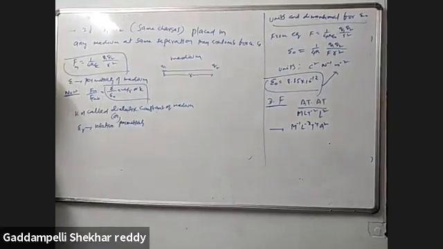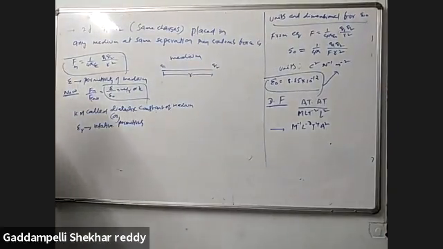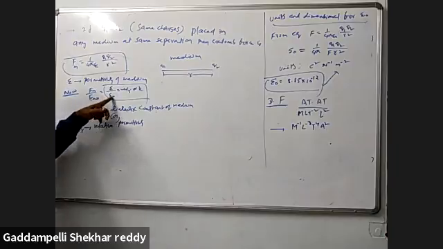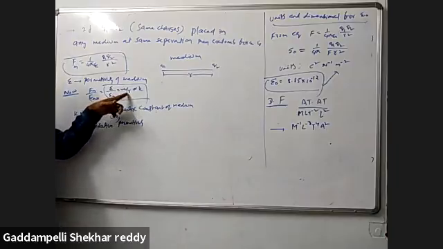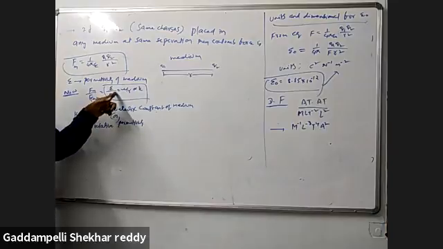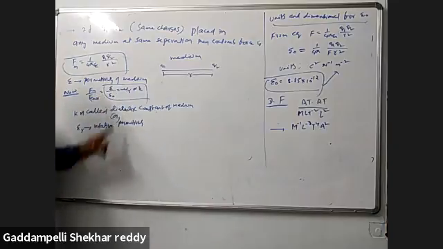How can I define dielectric constant or relative permittivity? It is the ratio of the permittivity of the medium to the permittivity of free space. So K or epsilon r is a ratio of two similar quantities. Therefore, it has no units and no dimensions.